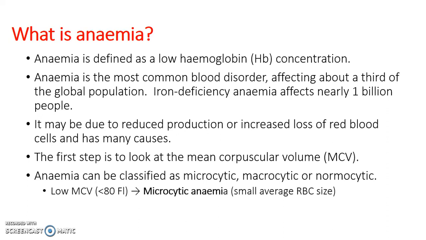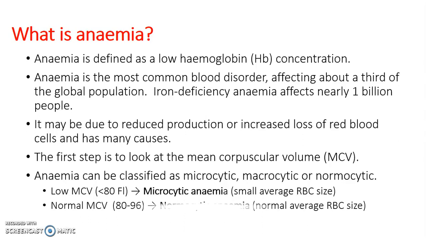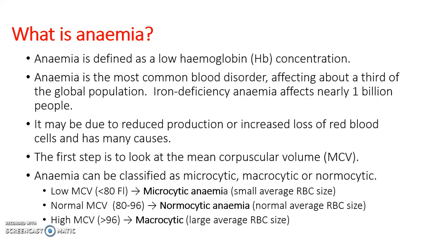So you can have low mean corpuscular volume, so less than 80, which is microcytic anemia. You can have normal, between 80 and 90 femtoliters, which is normocytic anemia, so it's a normal average red blood cell size, or high MCV, so more than 96, and that would be classed as macrocytic.